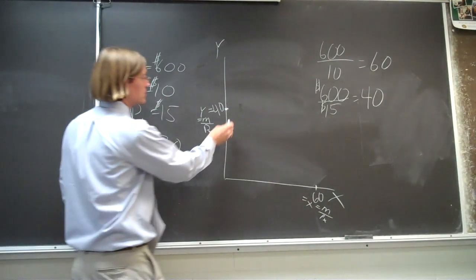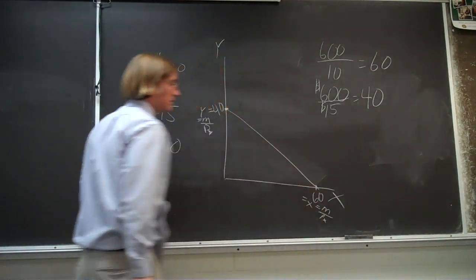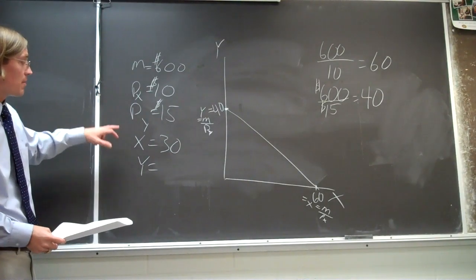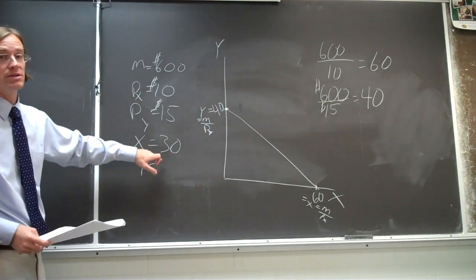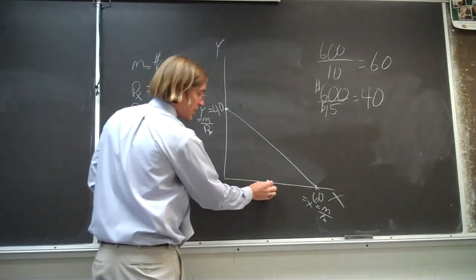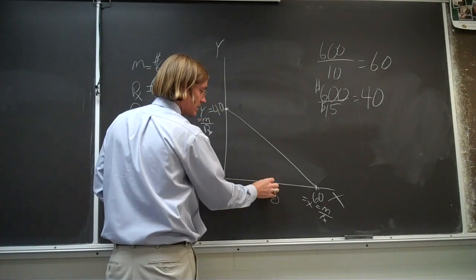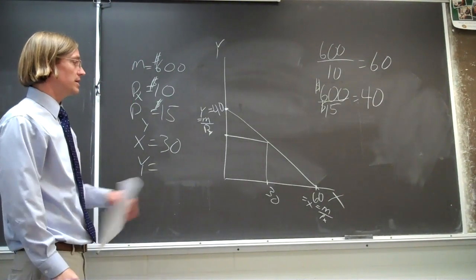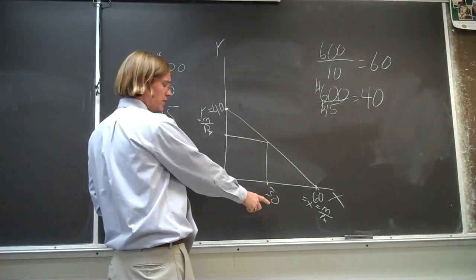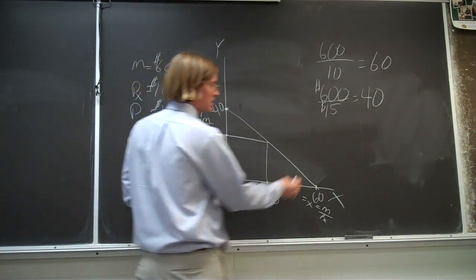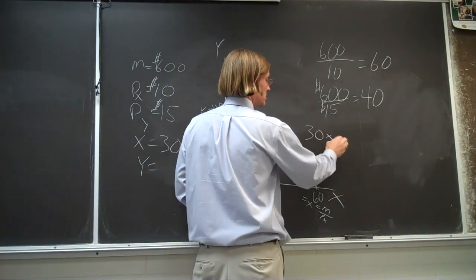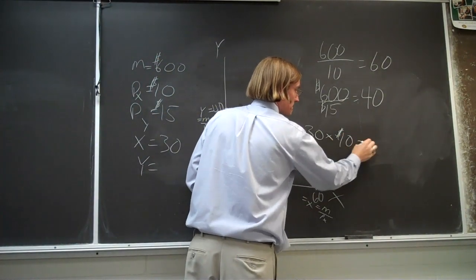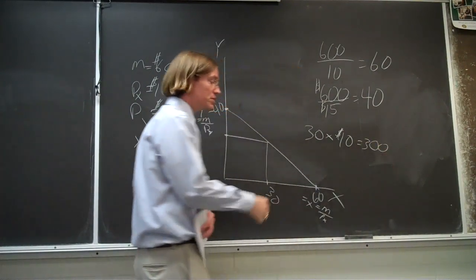And now I can connect those two. That's our budget constraint. So going back to this problem, if I'm going to purchase 30 units of good X, how many units of good Y can I purchase? To figure that out, we figure out how much money we spent on good X, which is 30 units times the price of good X. So we spent $300 on good X.